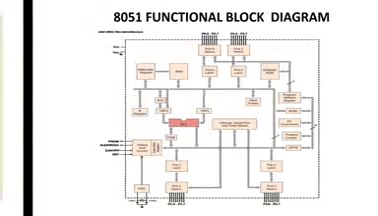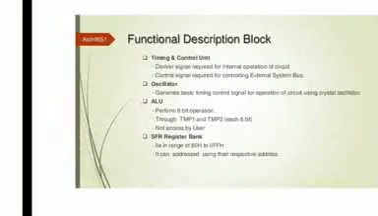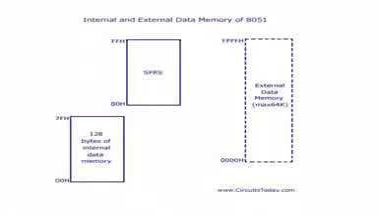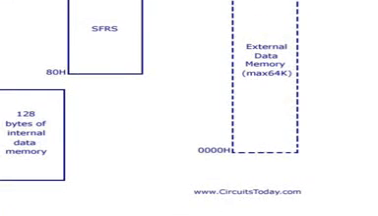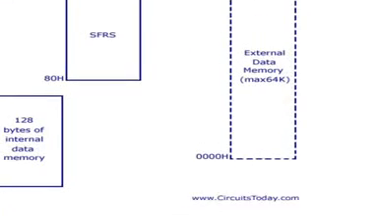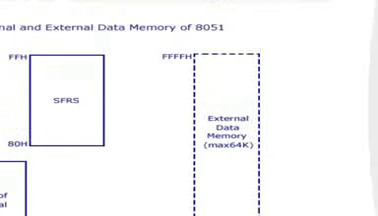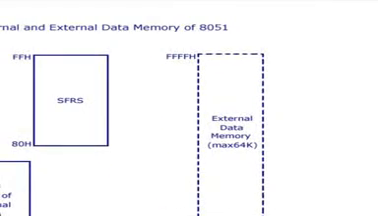Next, we saw all these blocks in detail. Next we saw the memory. In the memory organization, you have internal and external. So we saw internal and external RAM. In external RAM, you just store the data, whatever you require more. In the same way, if you have some external ROM, it is in the same form. External ROM starts from 0000H and ends at FFFFH.